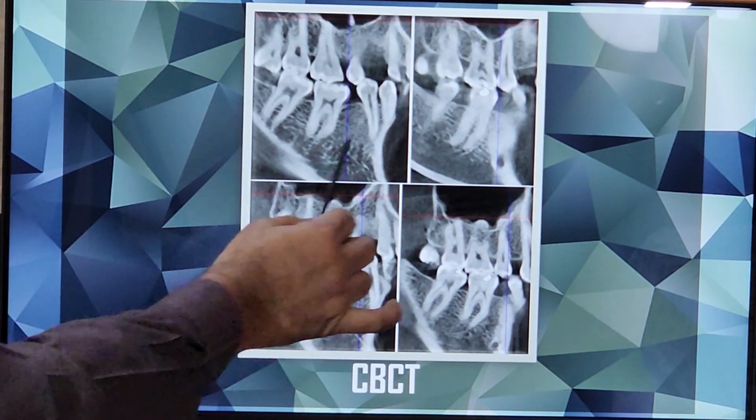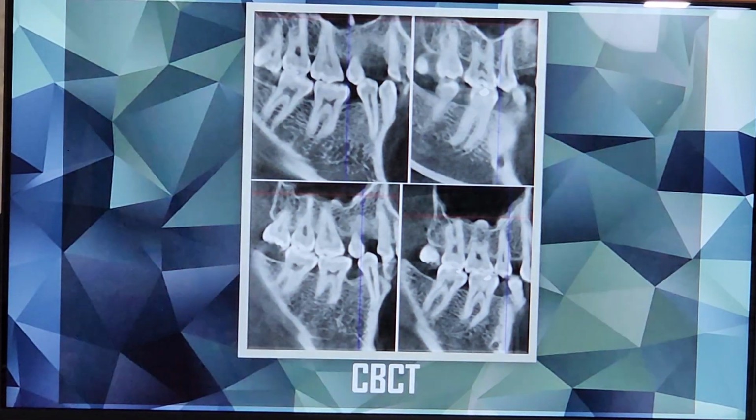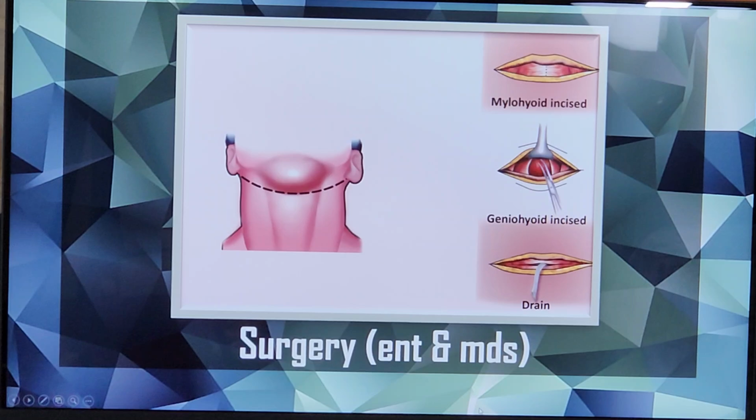So that we can manage if the source is from the tooth, we have to call the maxillofacial surgeon, if possible, in the same sitting, at the same time of operation. When we do decompression of the neck, we can call the maxillofacial surgeon. We can deal with the dental cause also.